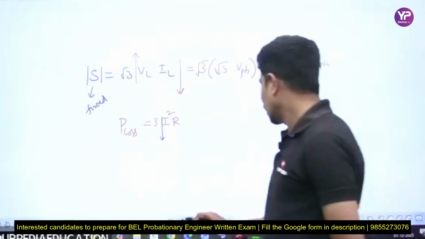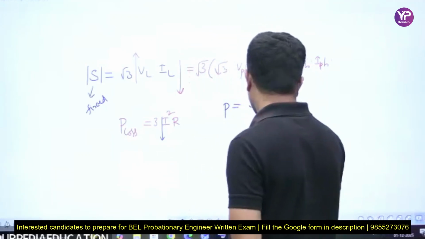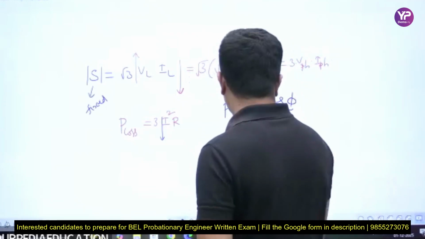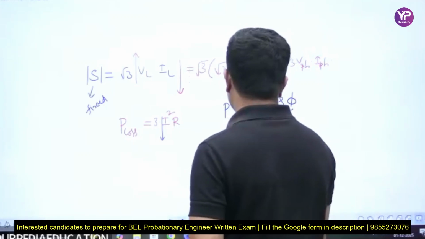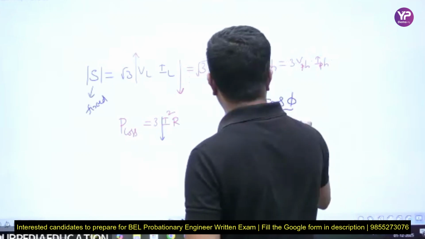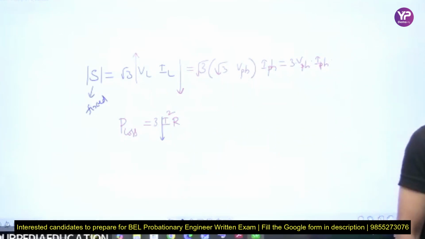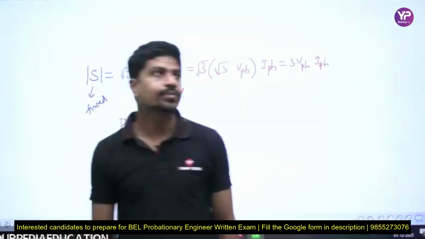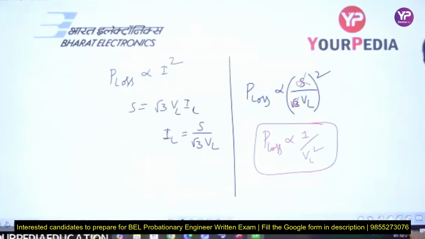Now one more thing. P is equal to S cos phi, where cos phi is the power factor. S is equal to mod V into mod I, into 3 times if you take phase values. We'll discuss that formula later, when the time comes. I wanted to tell you about what happens if the power factor is low, but we'll discuss that later. Right now, come to the next stage.